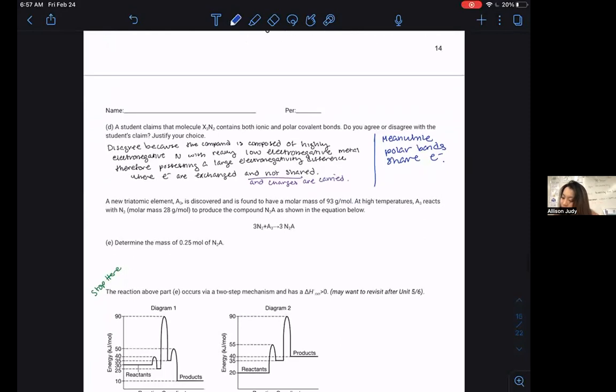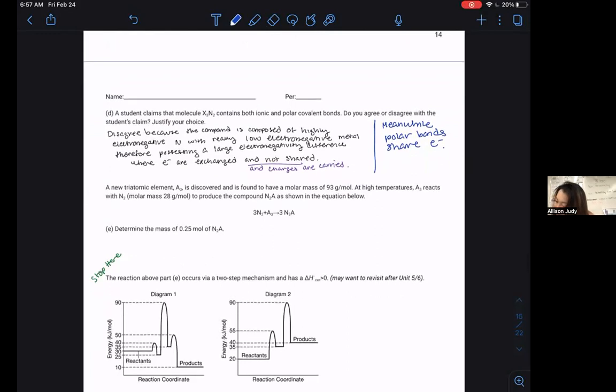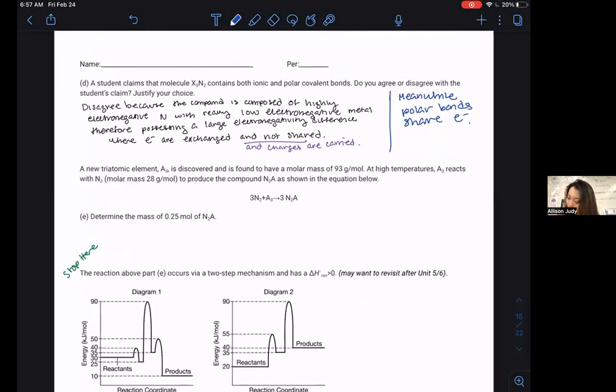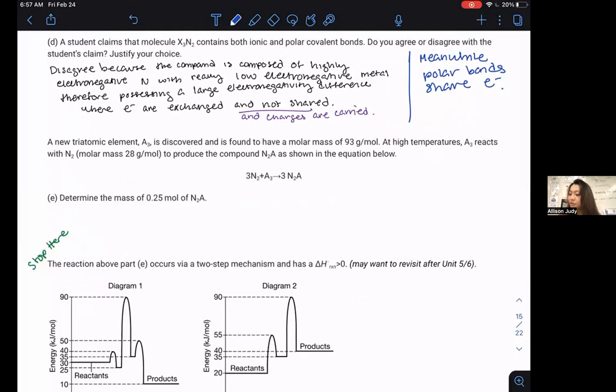So a new triatomic element, A3, is discovered and is found to have a molar mass of 93 grams per mole. At high temperatures, A3 reacts with N2, molar mass of 28, to produce this compound N2A, as shown in the equation below. And they balance it for you. How lovely of them. So determine the mass of 0.25 moles of N2A.